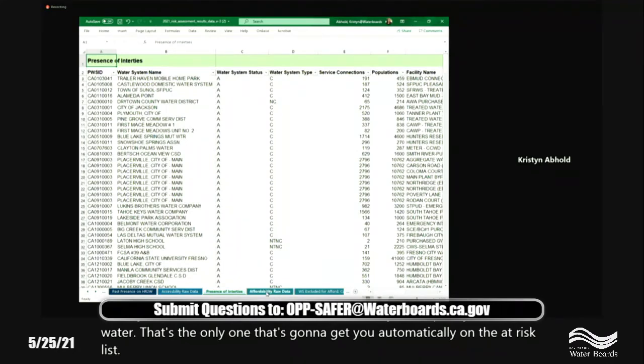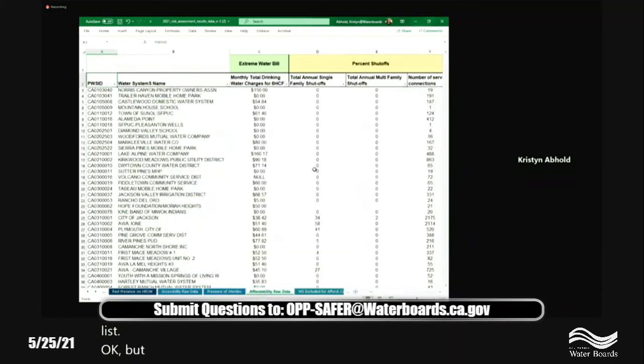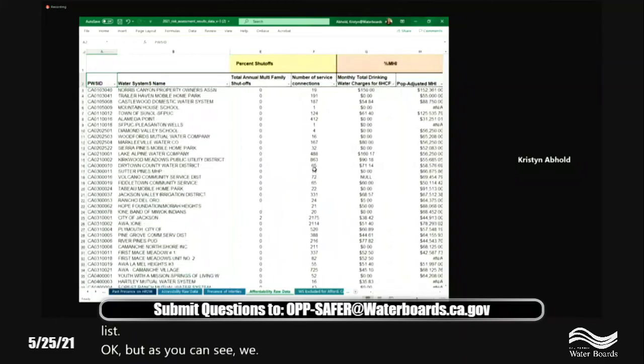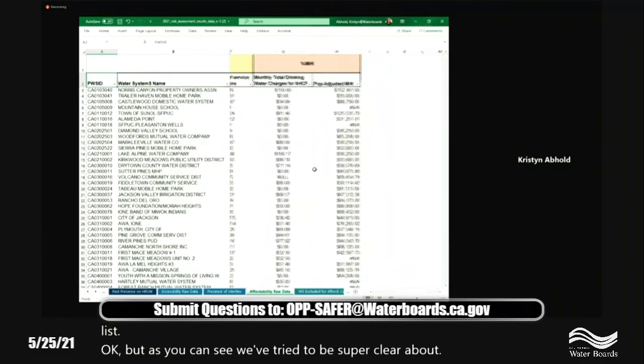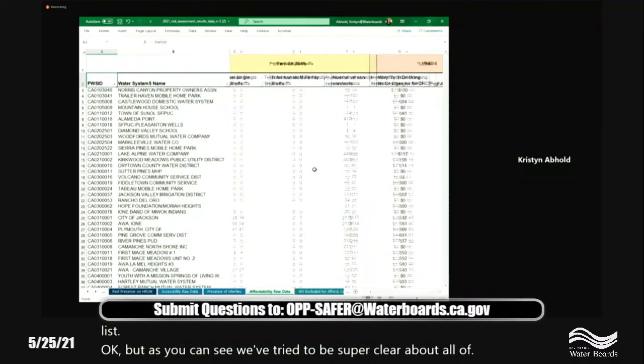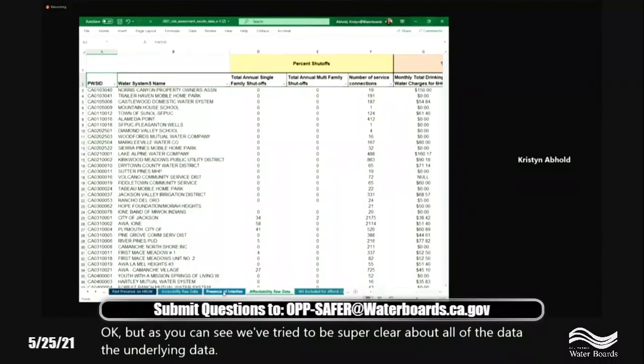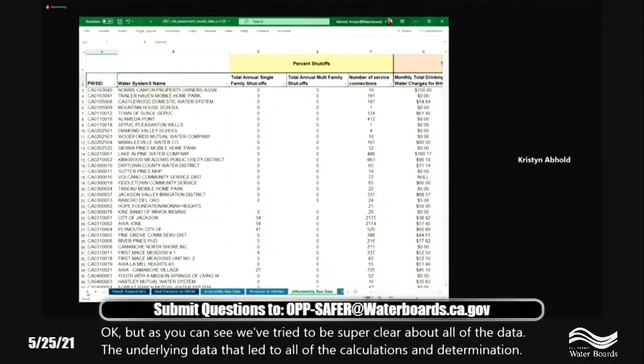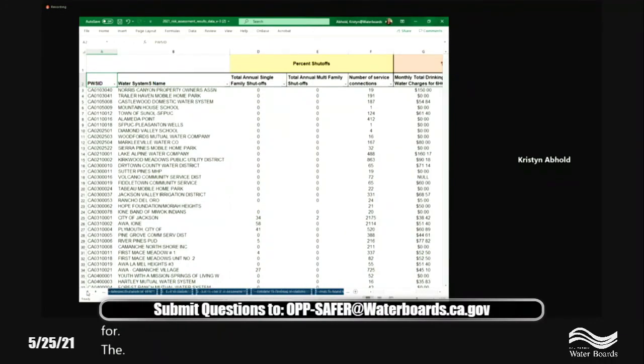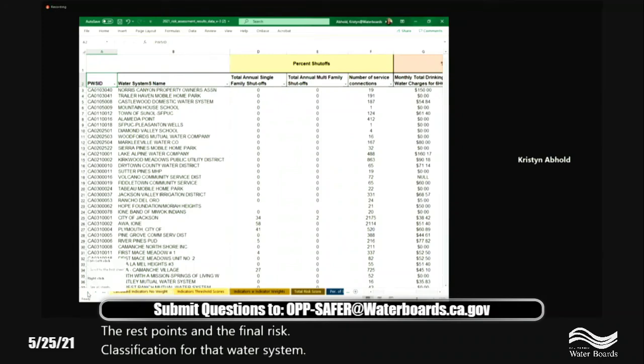Okay, but as you can see, we've tried to be super clear about all of the underlying data that led to all of the calculations and determinations for the risk points and the final risk classification for that water system. Are there any questions about this?